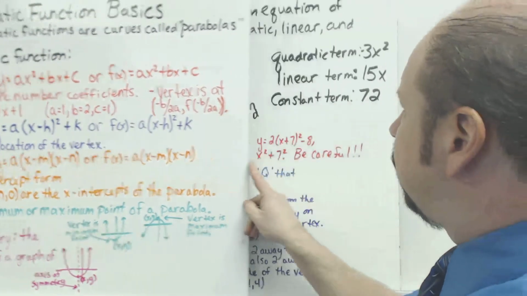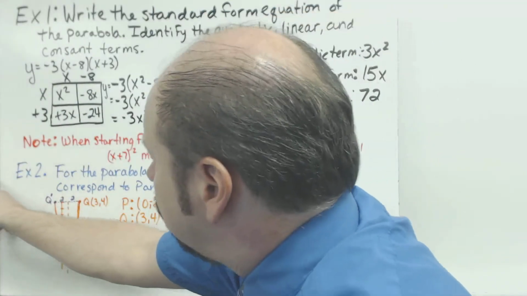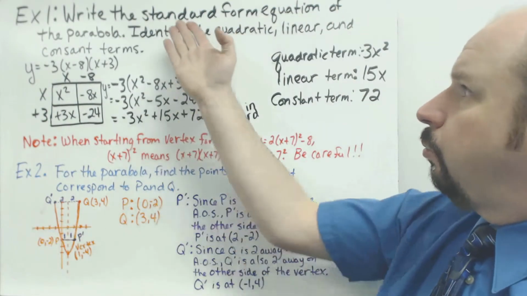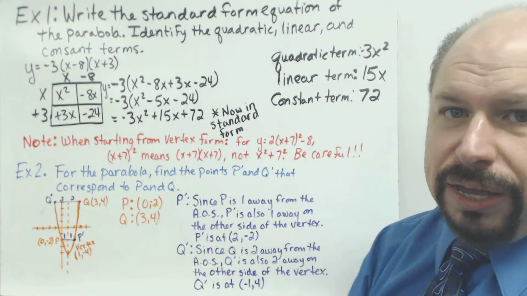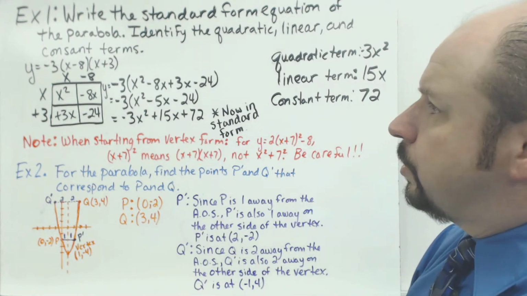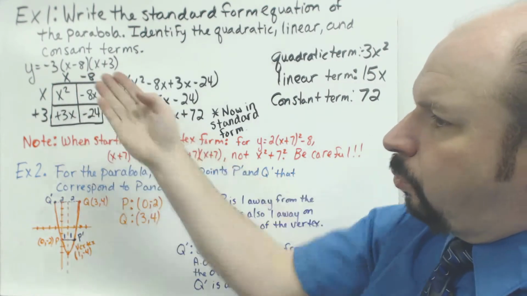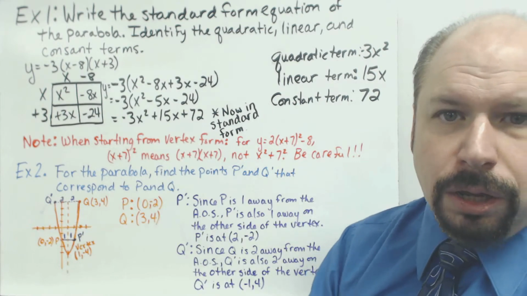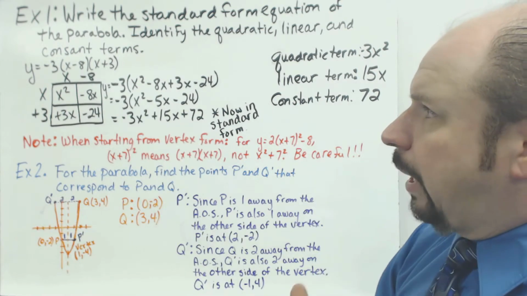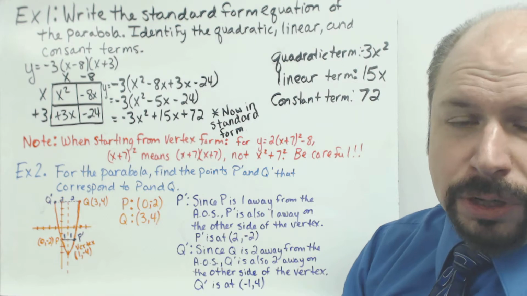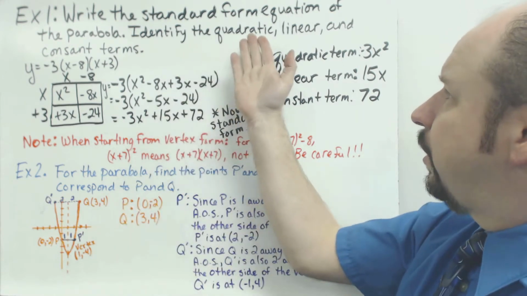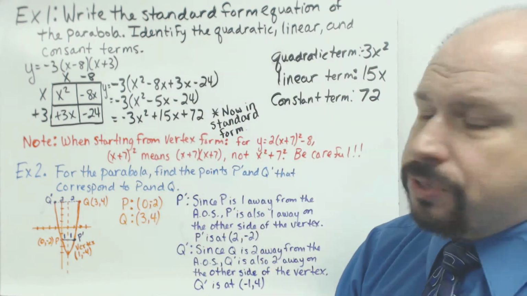Okay, so let's start taking a look at some examples here. First off, we want to take something and write it in standard form. So in our first example, I have one in intercept form that we are going to rewrite in standard form. And then we're going to identify the quadratic, linear, and constant terms.